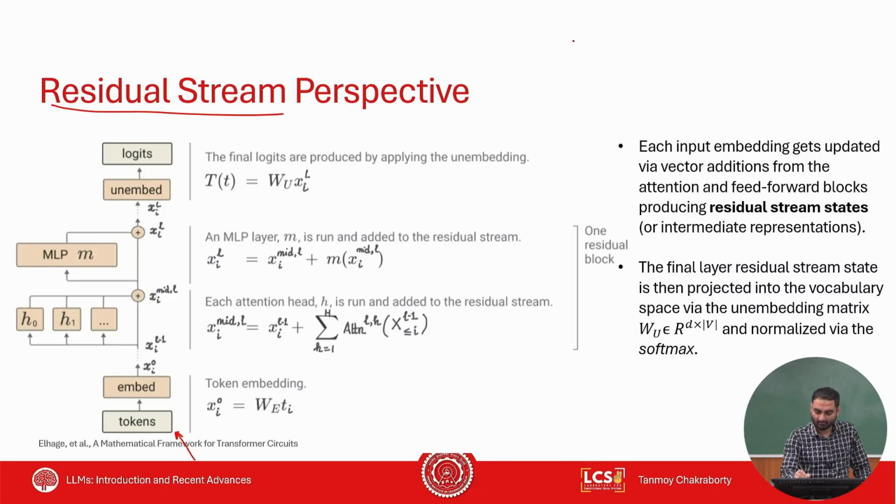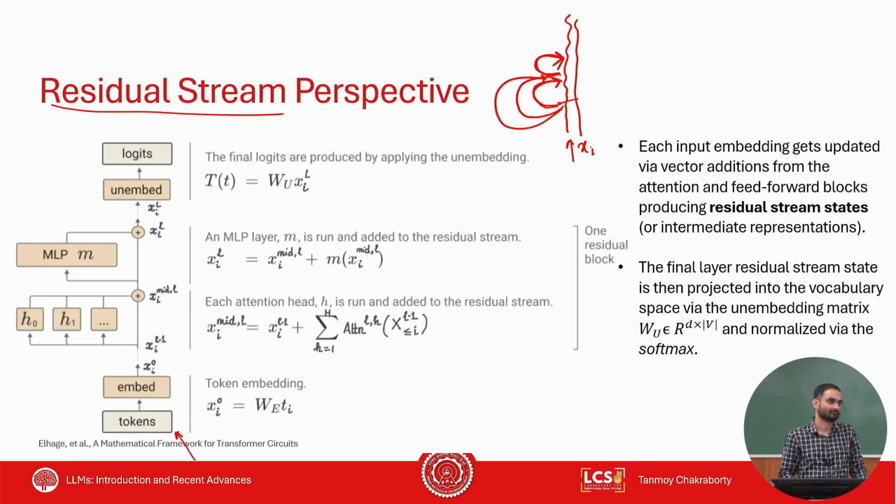So you think of a stream, a stream or a pipeline, where the input to this pipeline is the word itself. And at every layer you essentially add something to this stream. And what are the things that we are adding? We are adding the attention output, and we are adding the feed forward network, the MLP output. And if you have multiple heads in the attention, you will add multiple things to the stream.